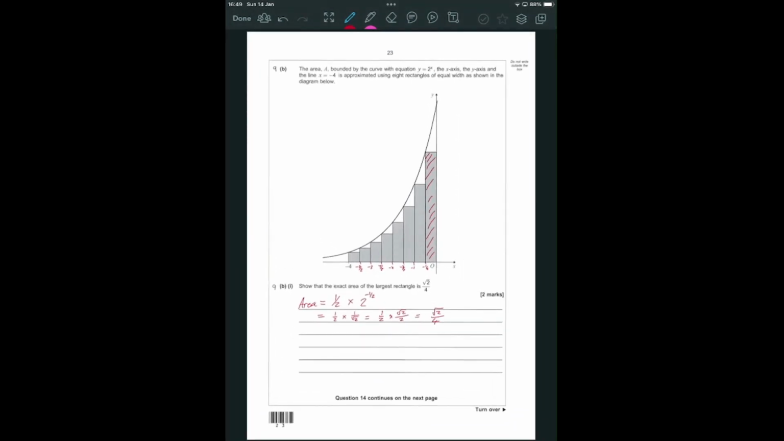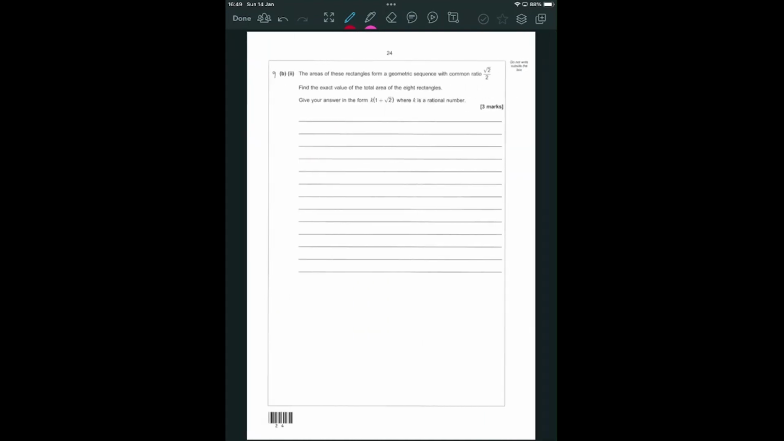Again, because it was a show that, I've forced myself to do every piece of working very explicitly. I can check each step with my calculator, but I want to show the examiner I've made all those steps. The question continues. The areas of these rectangles form a geometric sequence, oh that's very nice, with a common ratio. Find the exact value of the total area of the 8 rectangles.